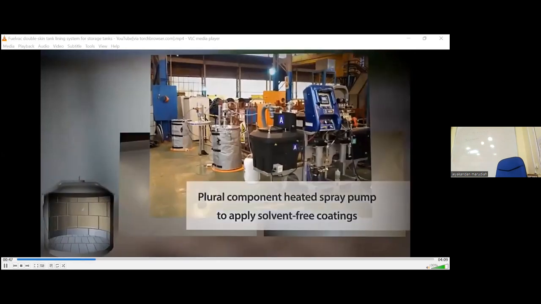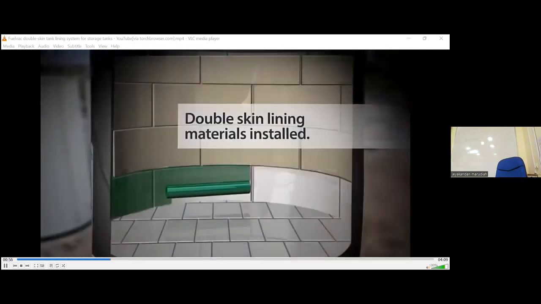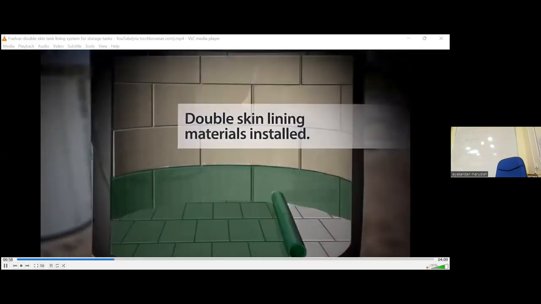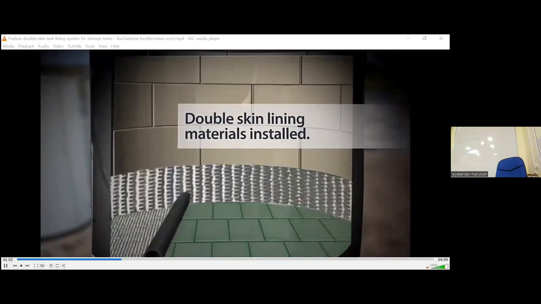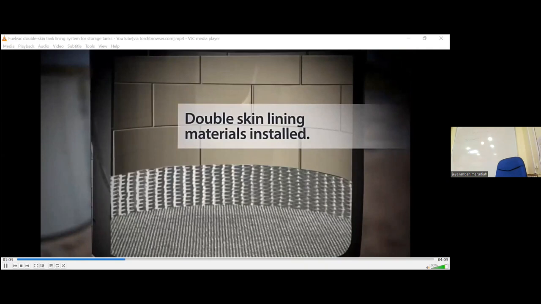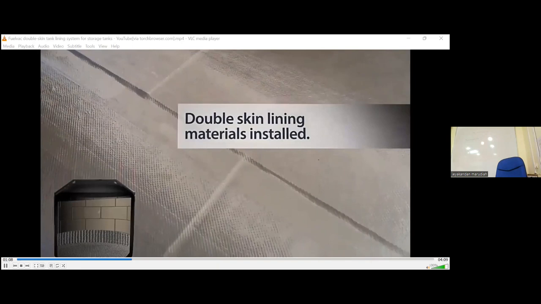A Hydrocat plural component heated spray pump is used to apply solvent-free coatings, which provide long-term protection for steel and concrete. After the initial base coating is applied, the double skin lining materials are installed. ABFAD's FuelVac has been designed to follow all contours continuously throughout the tank to give one seamless interstitial space, which can then be vacuum pressure monitored.